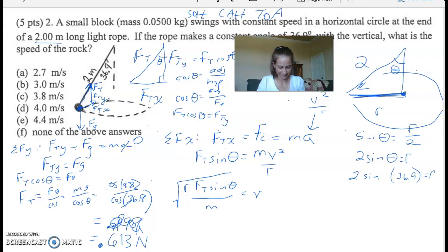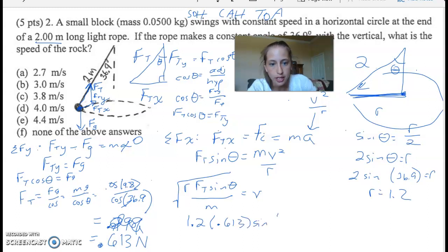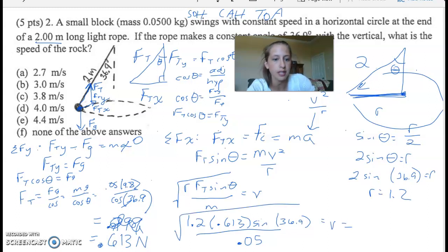Nope. I type too fast. I get nervous. Y'all are going to be bored watching me type things. Okay, that's 1.2. So now we can put stuff in here. We have 1.2 is our radius. Tension is 0.613. Sine of that is some number. The mass is also some number. We take the square root of all that, and that's our v.